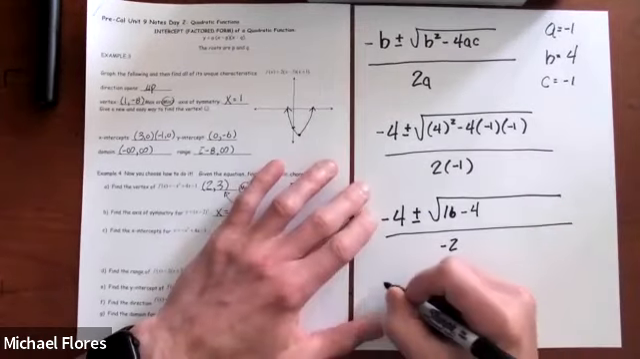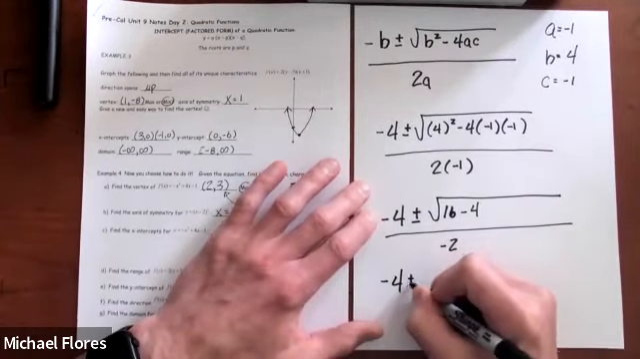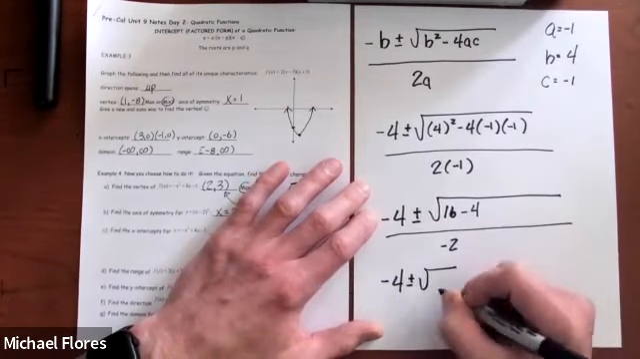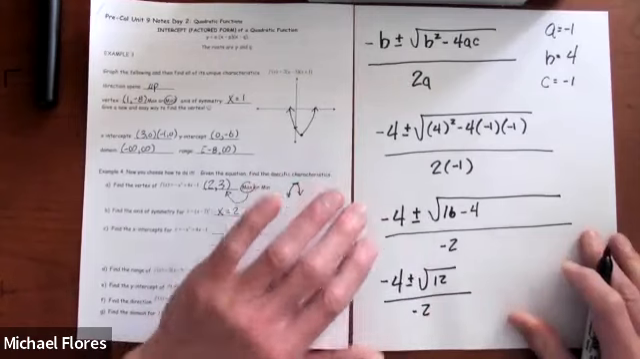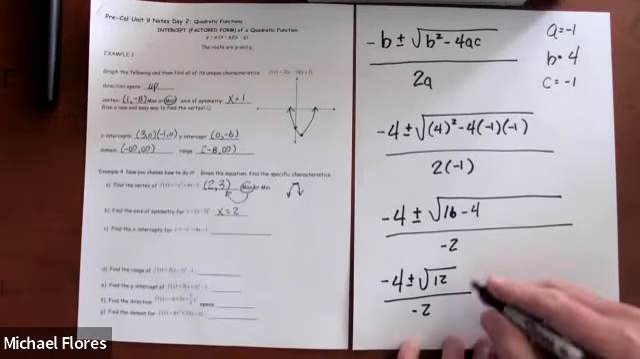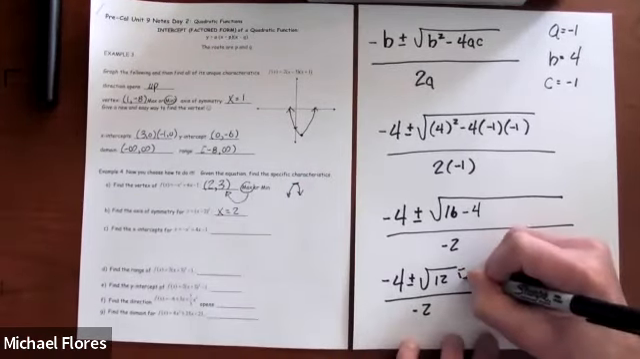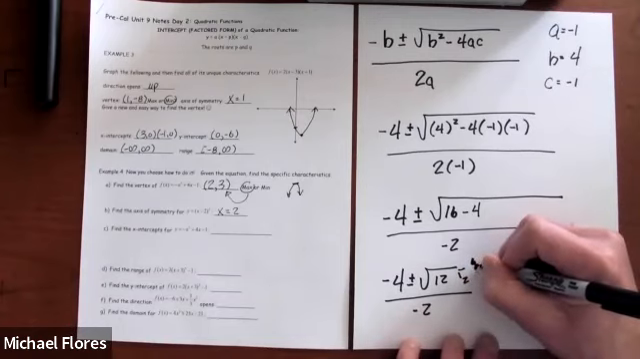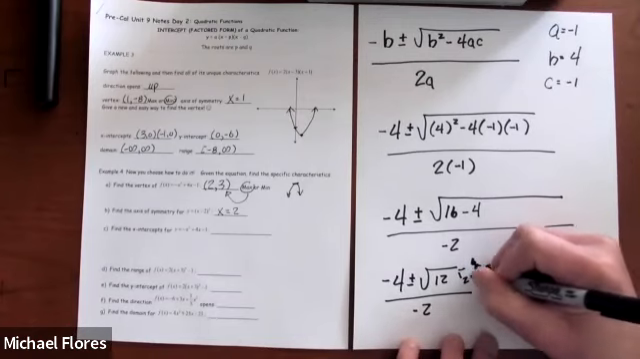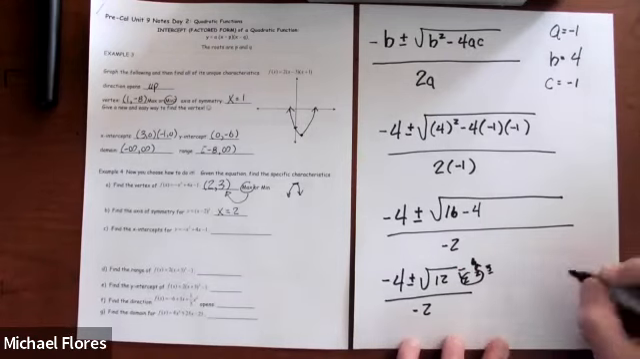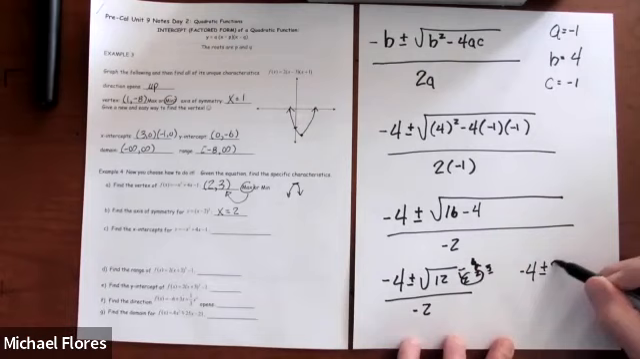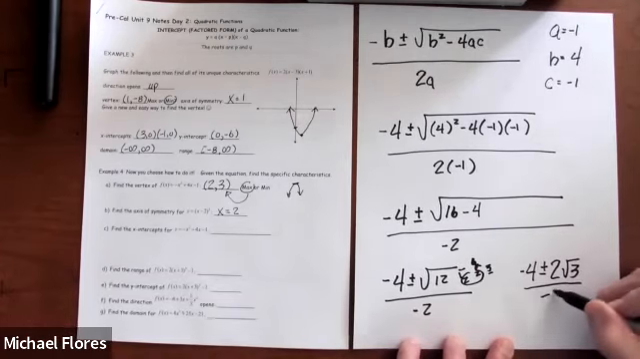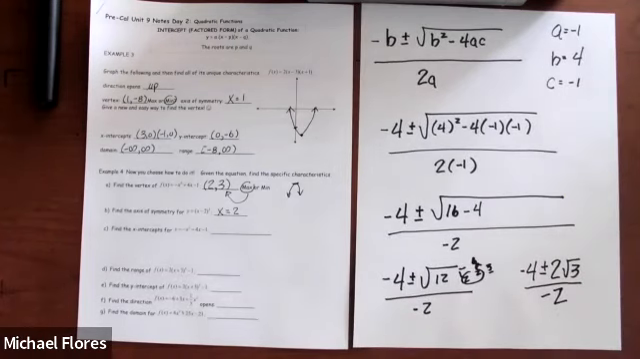Let's simplify a little bit further. 16 minus 4 is 12. The square root of 12, what does that reduce to? 2 times 6, 2 times 3. That's going to reduce to 2 root 3. So we can simplify a little bit more. Whew, I'm running out of room.